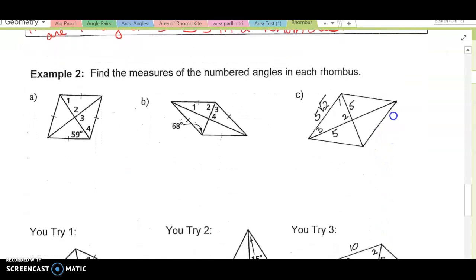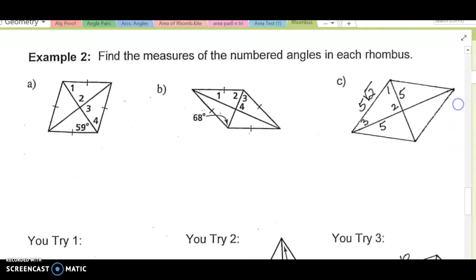All right, so let's apply this in example 2. Find the measures of the numbered angles in each rhombus. Okay, so I personally like to start with the angles in the middle. You don't have to. You can do this in any order that you want. But I love that these angles in the middle are automatically 90, where those diagonals cross is 90. So we know angle 2 would be 90 degrees. Angle 3 would be 90 degrees.